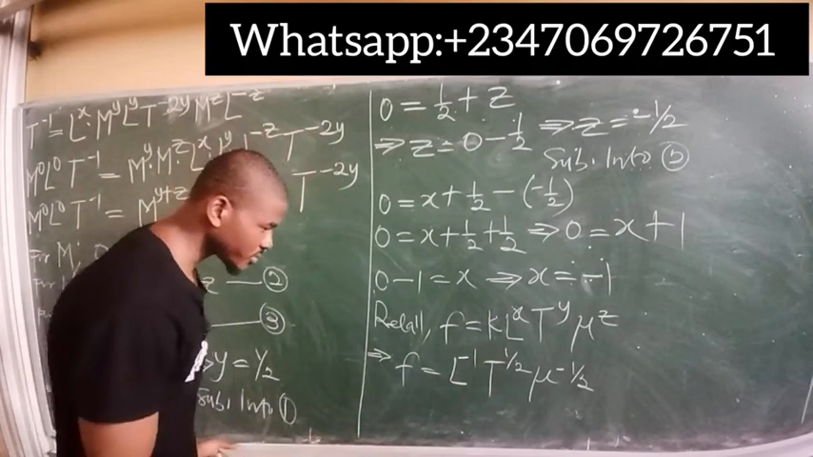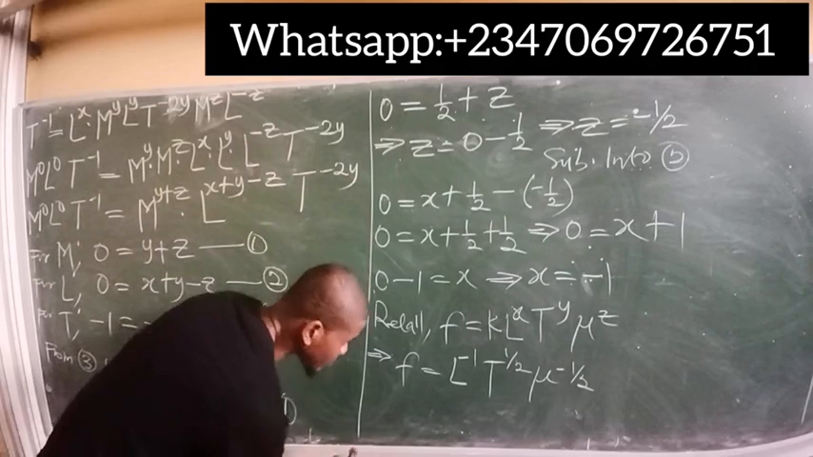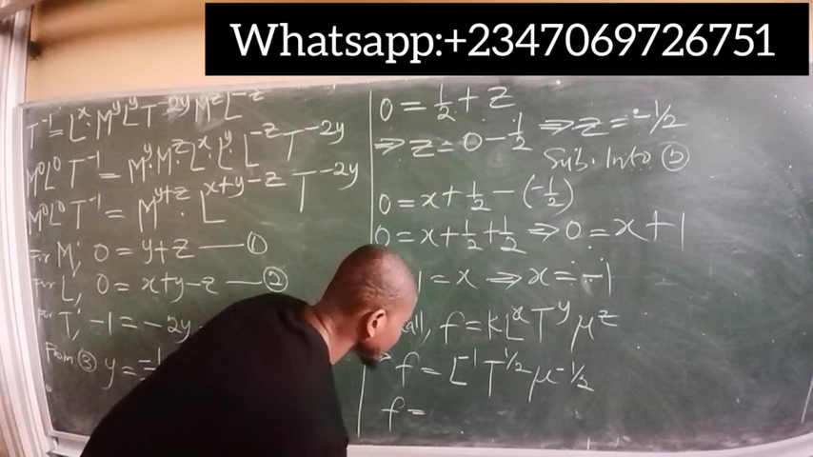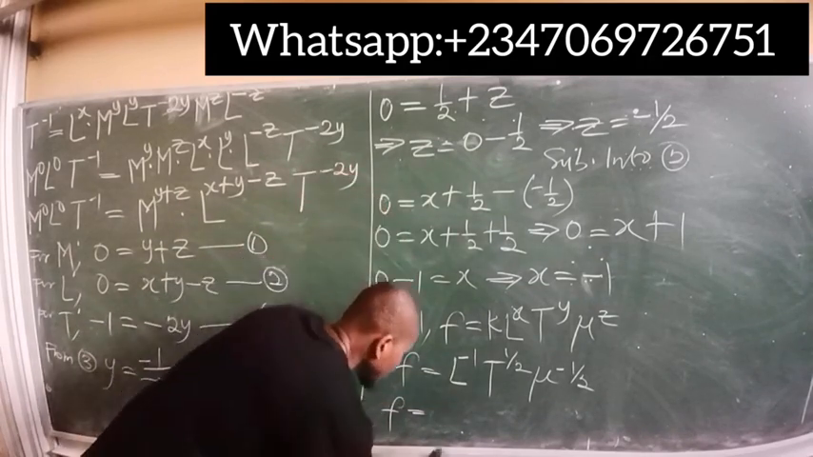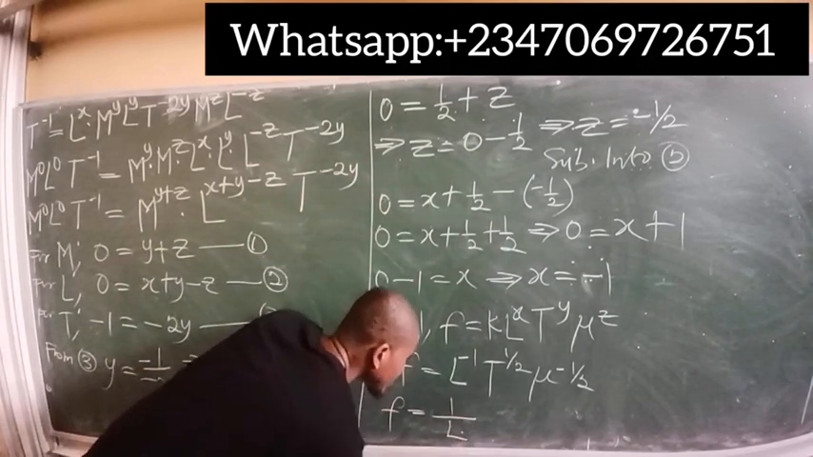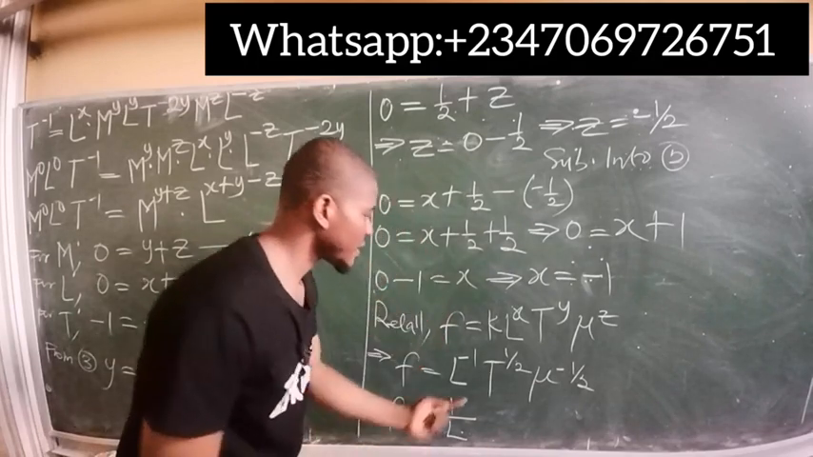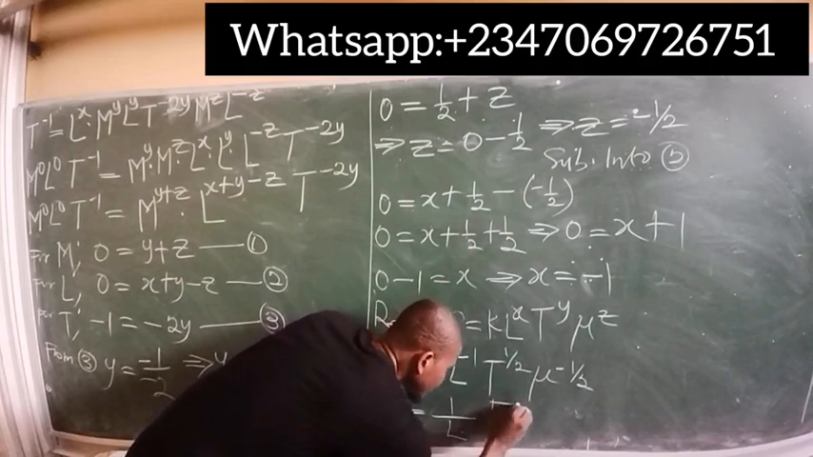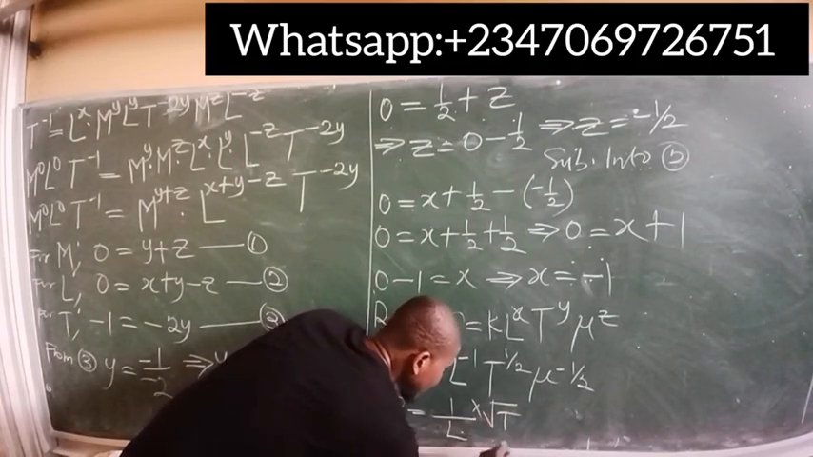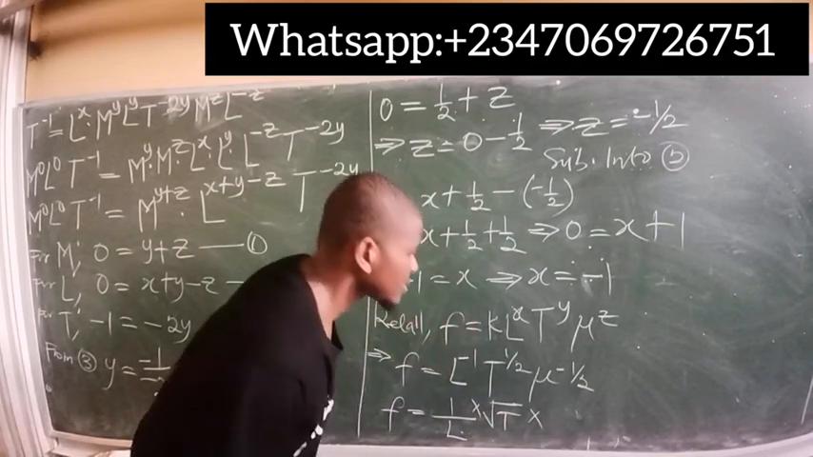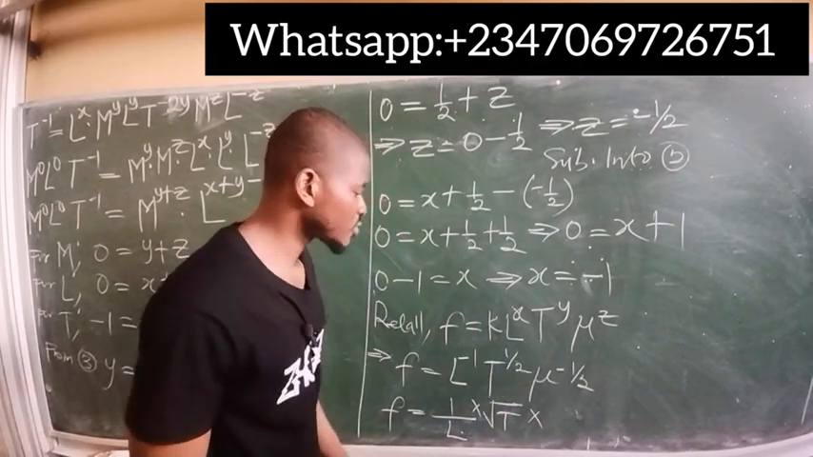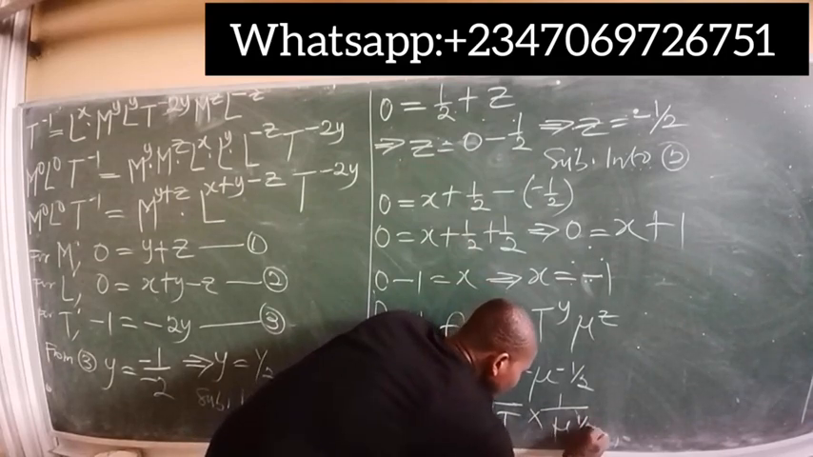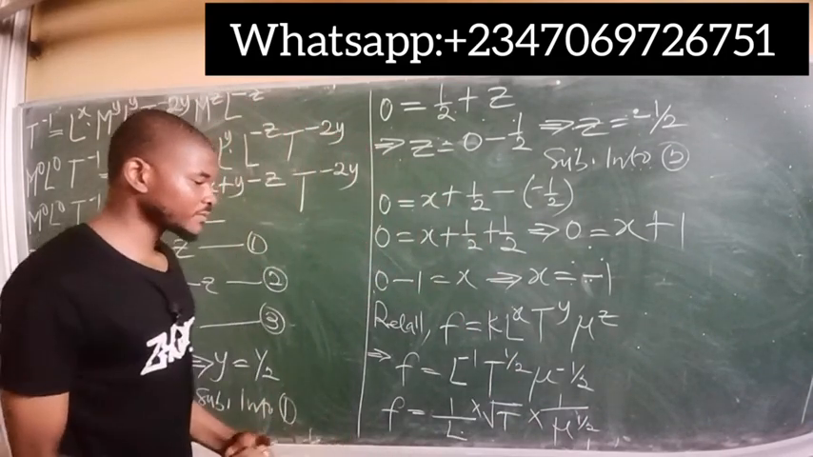We can also rewrite this equation in terms of indices. F can be equal to, of course, L to the power of minus 1, which is 1 all over L. Meanwhile, T to the power of 1 over 2 is simply the square root of T, not forgetting times mu to the power of minus 1 over 2, which is simply 1 all over mu to the power of 1 over 2. You can have this.